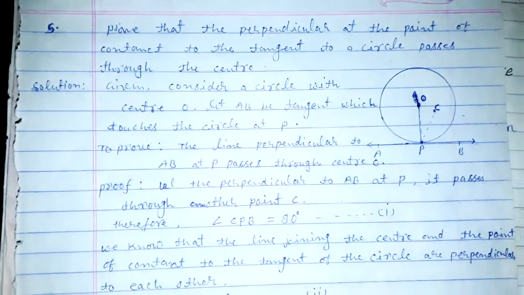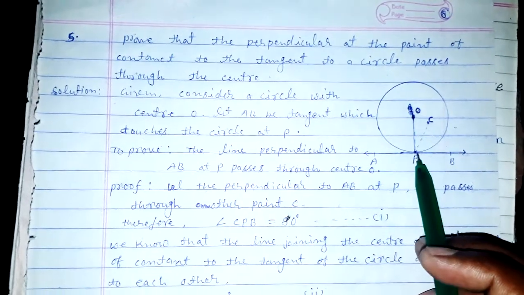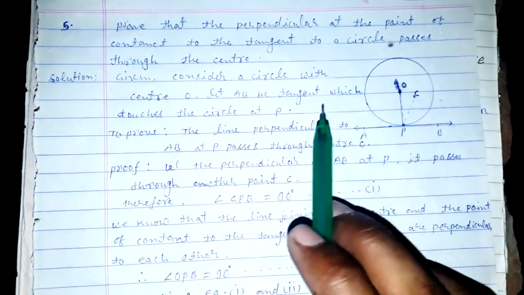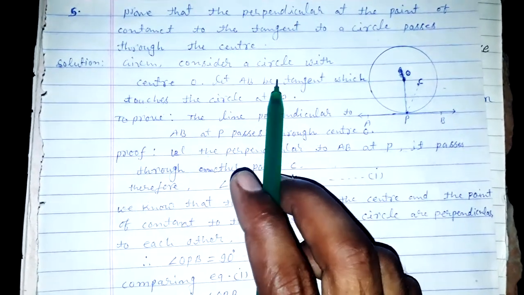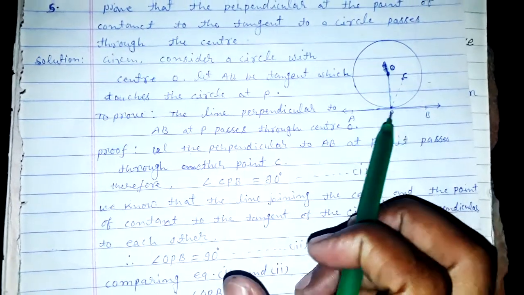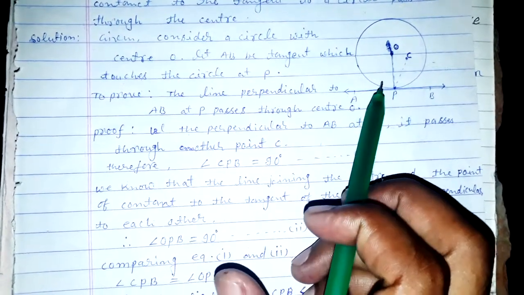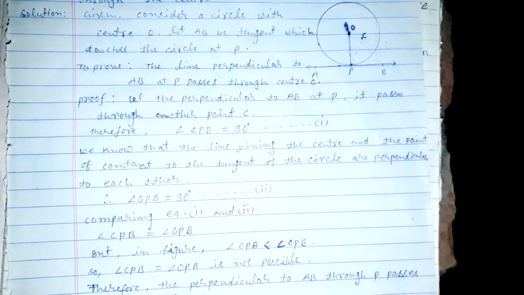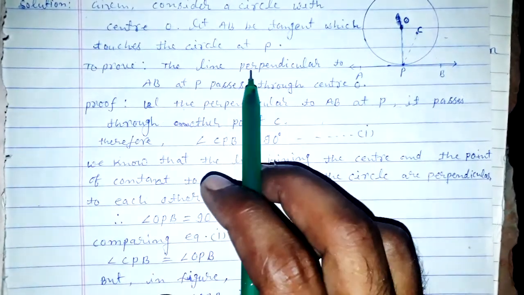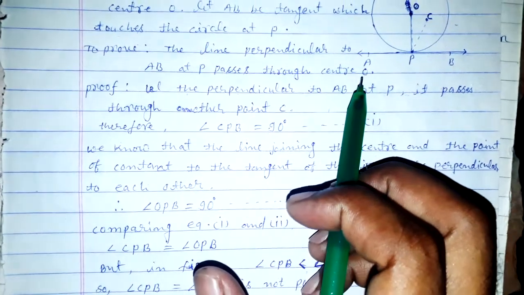draw a perpendicular line, this line passing through the center O. So given, consider a circle with center O, let AB be a tangent, which touches the circle at point P. To prove: the line perpendicular to AB at P passes through center O.